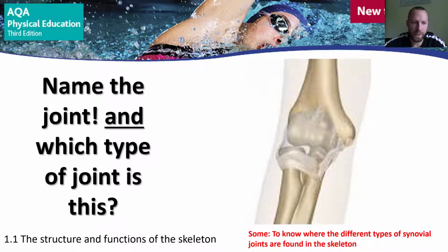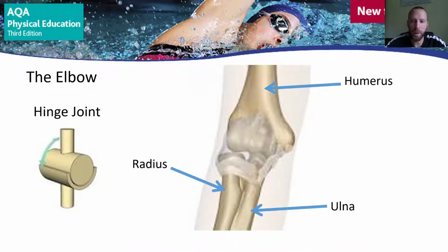So what do we think this one is? Again, feel free to pause, name the joint, and what type of joint is it? It's the elbow. You can see the humerus, big bone at the top, your upper arm, and you've got your radius and ulna making up your lower arm. Again, it's a hinge joint because you can only flex and extend.